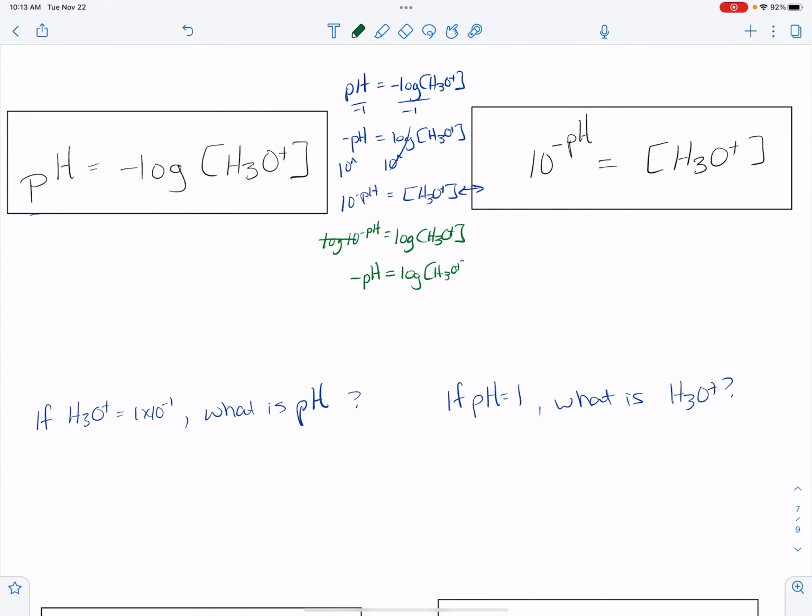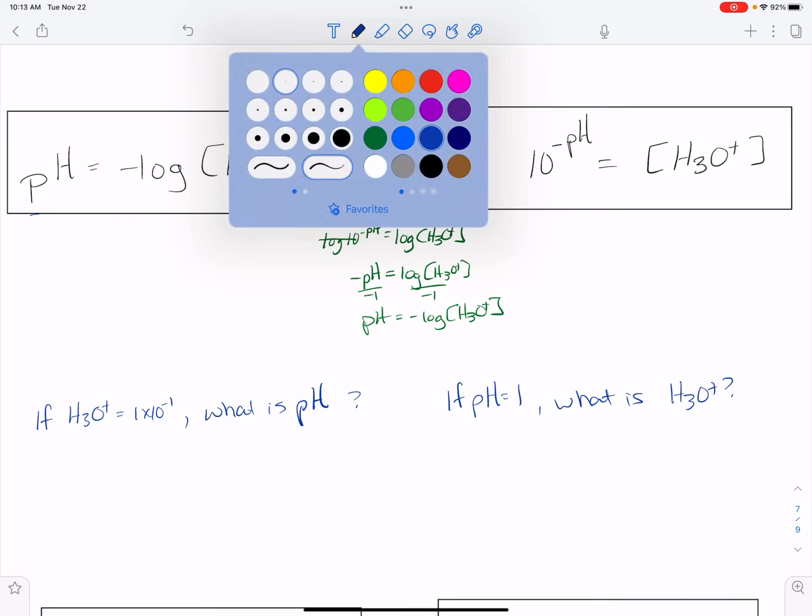And because we don't normally write something as a negative pH, we would divide both of those by -1. And that gives me the positive pH equals the negative log of H3O plus. So hopefully you can see both ways that that is the same equation. It's just in different formats. So now we're just going to use them to solve for each other.